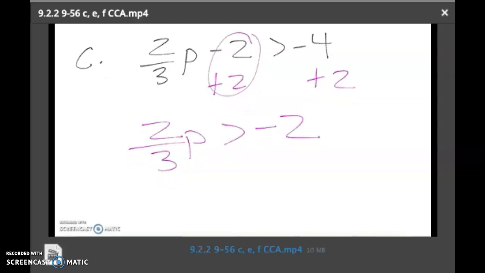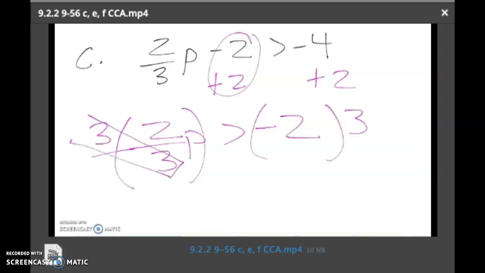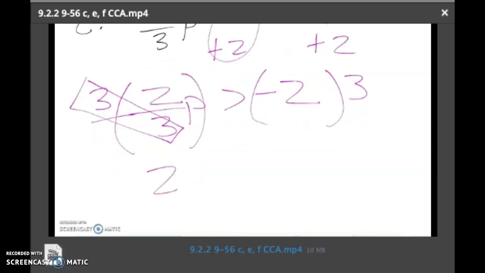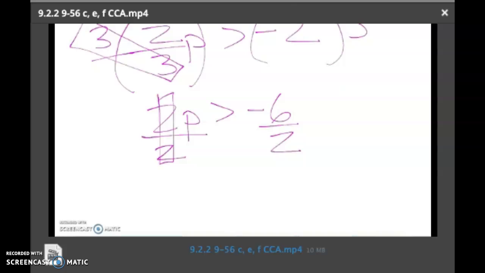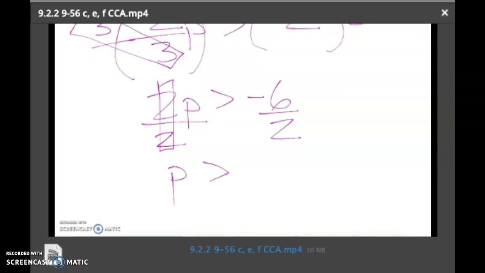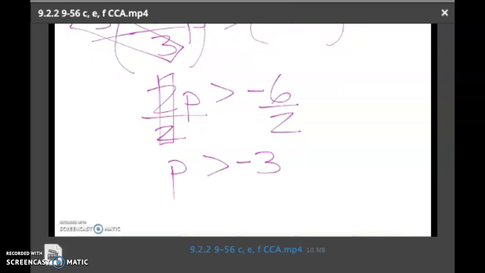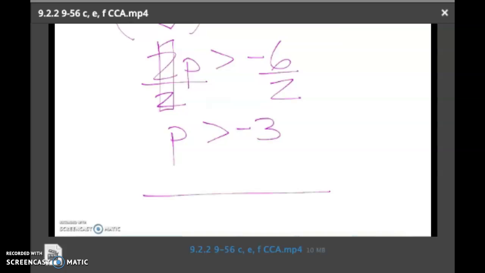All right, then I need to undo this fraction. So I'm going to multiply both sides by 3. So the 3 divided by 3 makes a giant 1, and I'm left with 2P is greater than -6. Then to get the variable alone, divide by the number in front of the variable, so divide both sides by 2. So now I have that 1P is greater than -3. And then I just need to graph that on my number line.